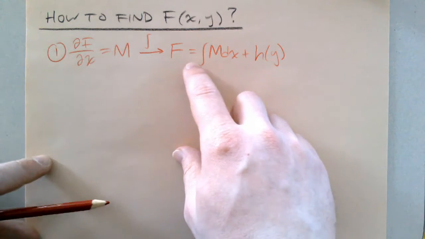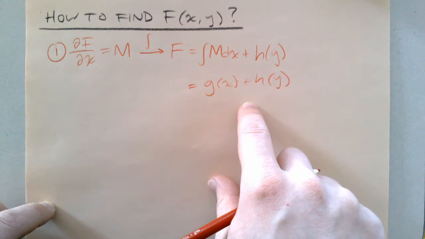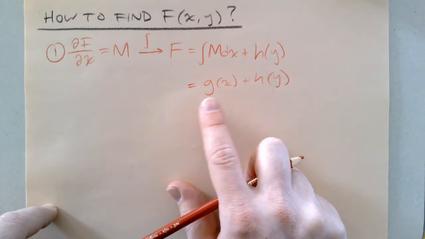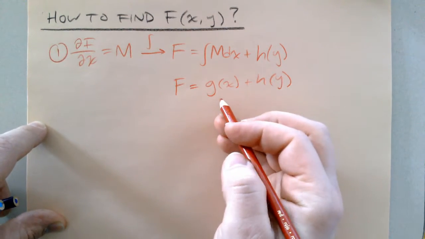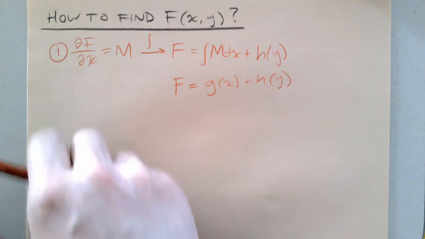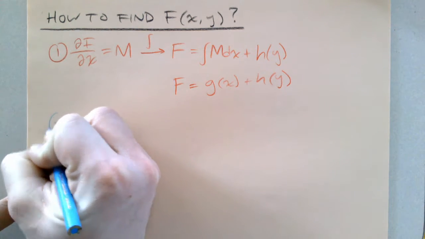And we can also rewrite this where we just have the integral of m with respect to x is just a function g of x. So the fact that f is equal to a g of x here and an h of y comes from that first fact.